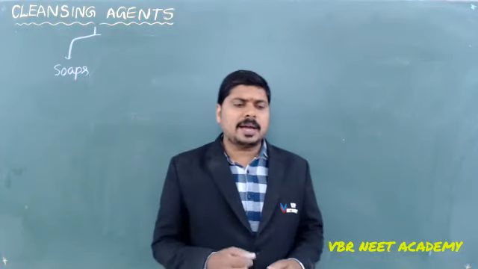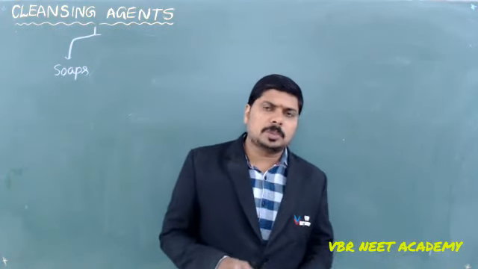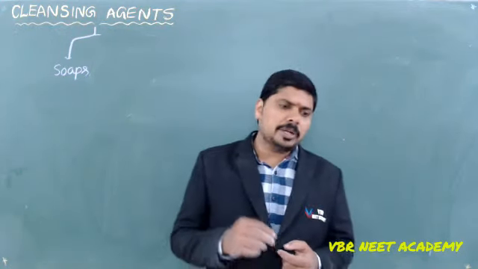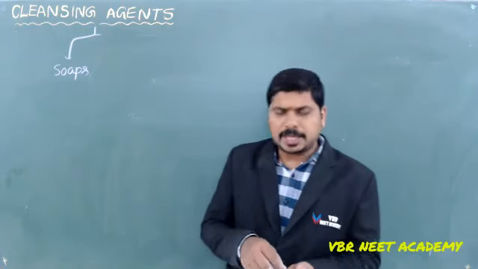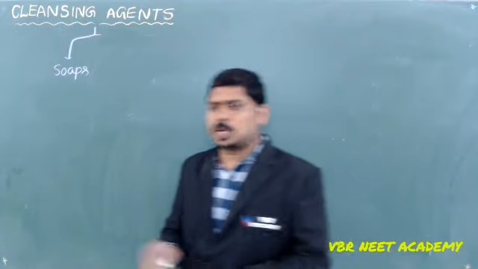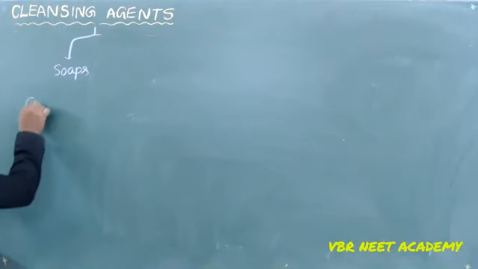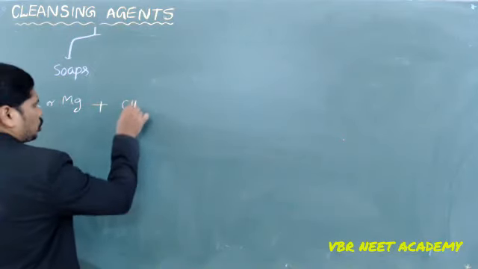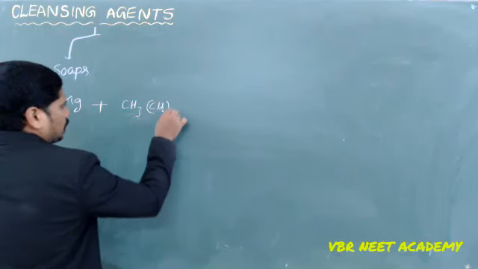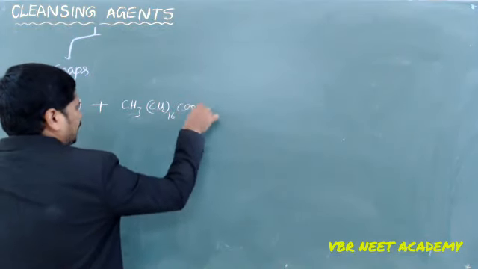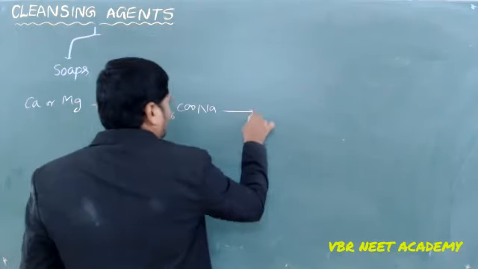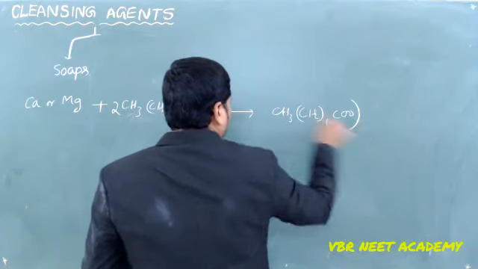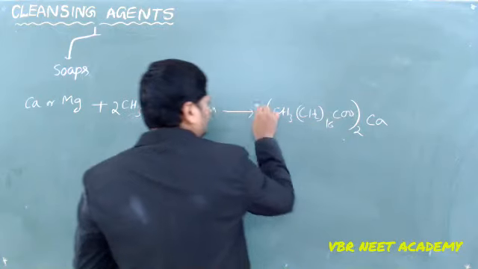What disadvantage do you have with soap? Soap is suitable for water that does not have any calcium or magnesium. But hard water consists of magnesium and calcium salts. These react with your soap. CH3(CH2)16COONa, for example, 2 times, so CH3(CH2)16COO twice with calcium.